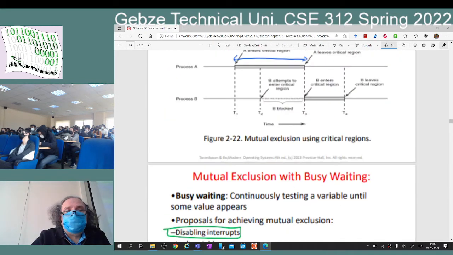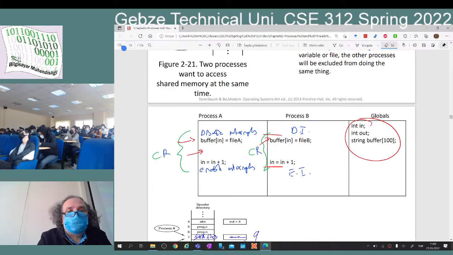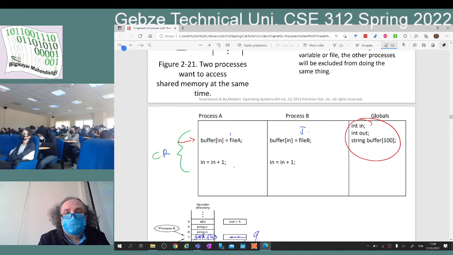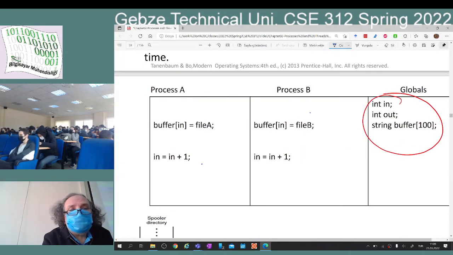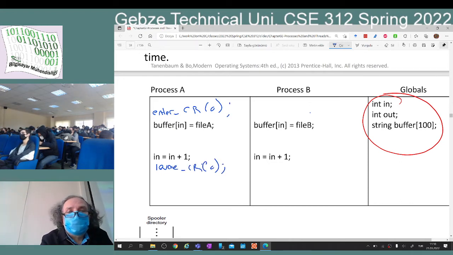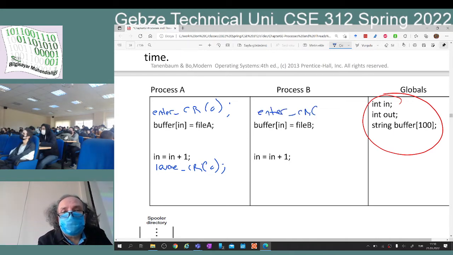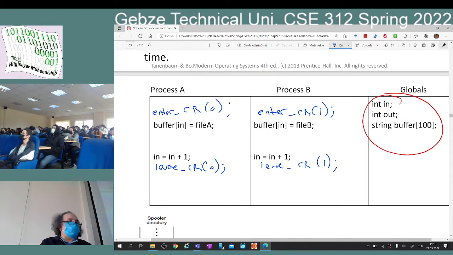No, this is not a good idea. Let me modify our original one. That's why I don't use this one, but I started using it. So this one says: enter critical region, I am process number 0, and leave critical region, I am process number 0. Again, enter critical region, I am process number 1, and leave critical region, I am process number 1. So that's how you modify your code, and I am going to show you the internals of these two functions.